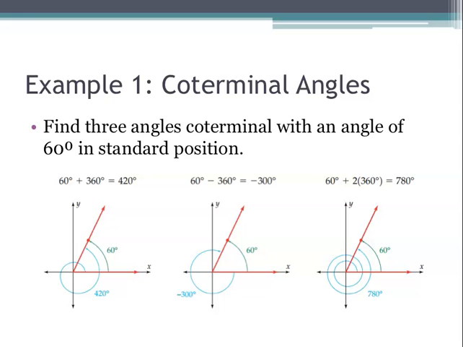Again, looking at the blue swirl there, we start at the positive x-axis, rotate 60 degrees, and then rotate 360 degrees and another 360 degrees. And we'll end up in the same place as the 60-degree angle. So 420 degrees, negative 300 degrees, and 780 degrees are all coterminal angles with an angle of 60 degrees. All right, let's keep going.